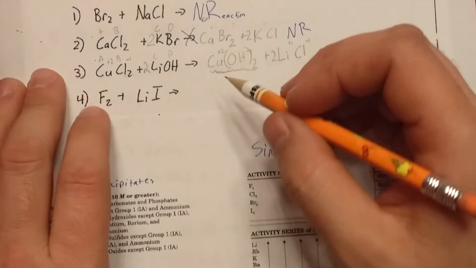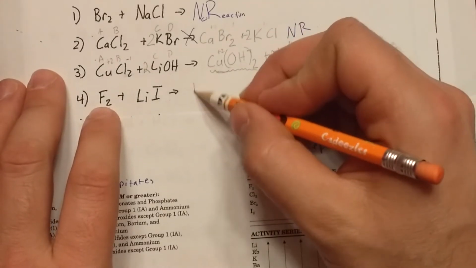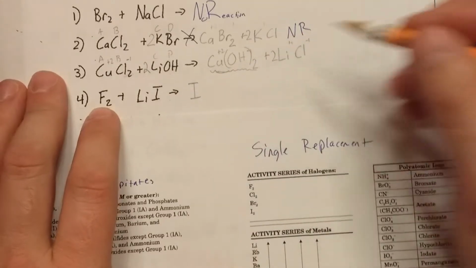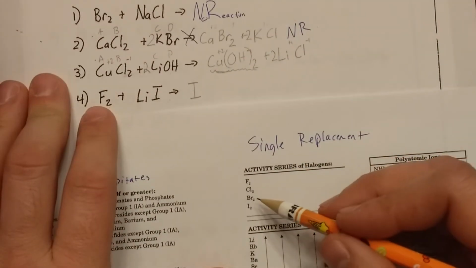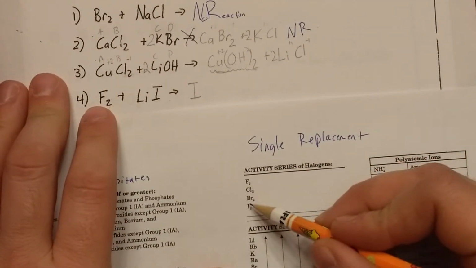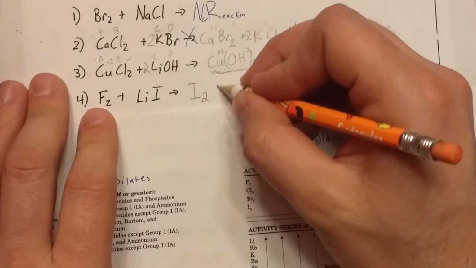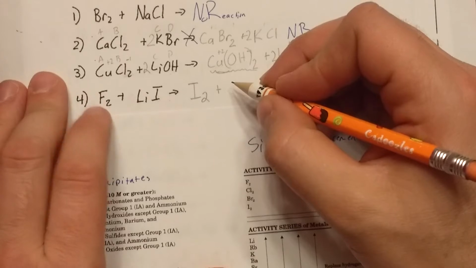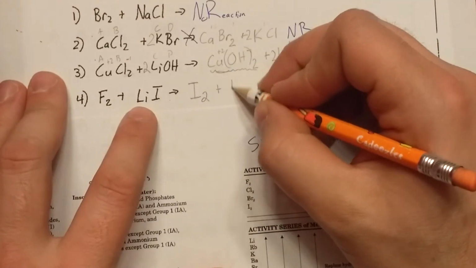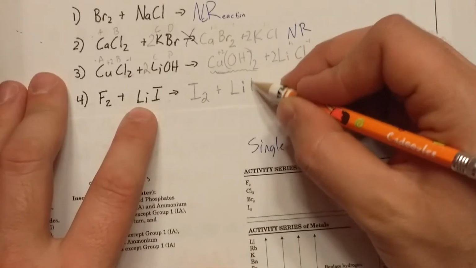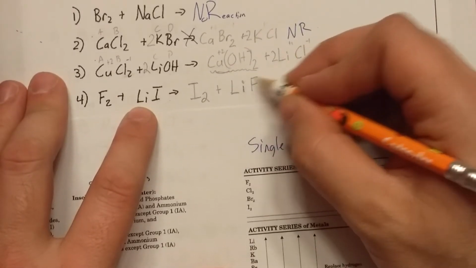So if fluorine was the single element by itself, iodine will be the single element by itself on the other side. That's why it's single replacement. Except remember, iodine is one of our diatomic elements. They clue you in with the little 2 right there. So when it's by itself, it's I2. And then we're going to make lithium, and we're going to combine lithium with fluorine. We always write the metal first. Lithium's a +1 charge, fluorine's a -1 charge, so it's just LiF.